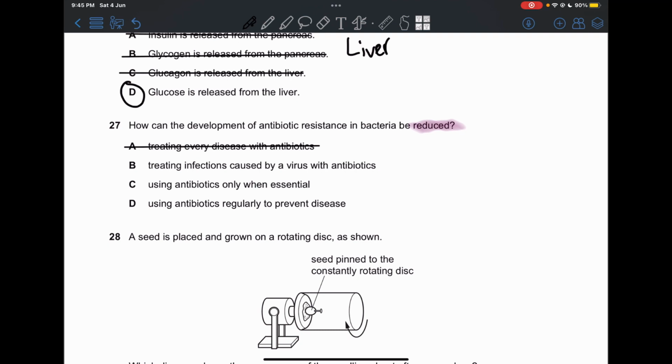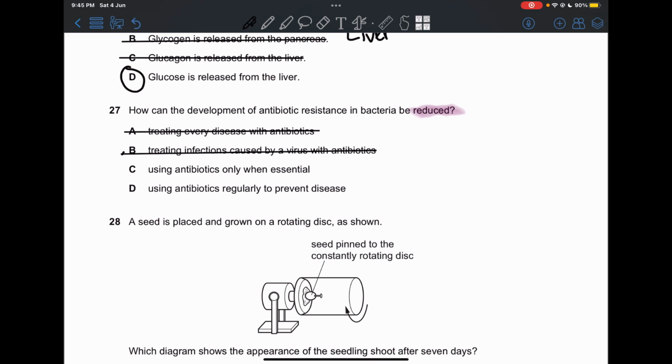Treating infections caused by a virus with antibiotics, now, this is the biggest mistake. If you do that, you're going to be increasing the antibiotic resistance in a person because antibiotics aren't supposed to be used on viruses. They're supposed to be used on bacteria. So this is incorrect, of course. Now C, using antibiotics only when essential. Well, this is correct because when you use an antibiotic only when essential, you're decreasing the effect of antibiotic resistance. So therefore, your body won't be resistant to this type of bacteria. So C is going to be the correct option.